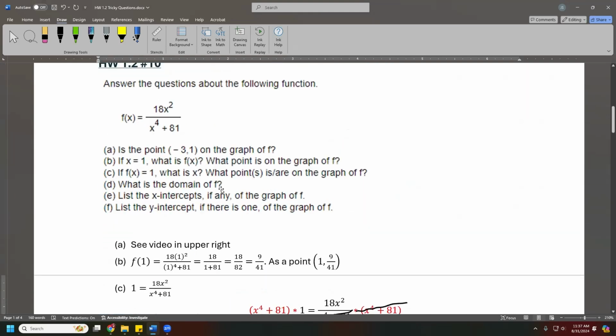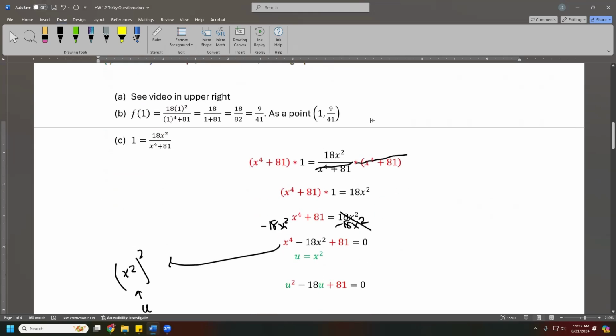What is the domain of f? So remember, domain is everything that I'm allowed to plug in for x. I'm going to start by assuming my domain is all real numbers. Then my next step is I'm going to look for a fraction bar. Do I see a fraction bar? Yes, I do. So I want to make my denominator not equal to 0, because I know that if I make my denominator equal to 0, I have a problem.